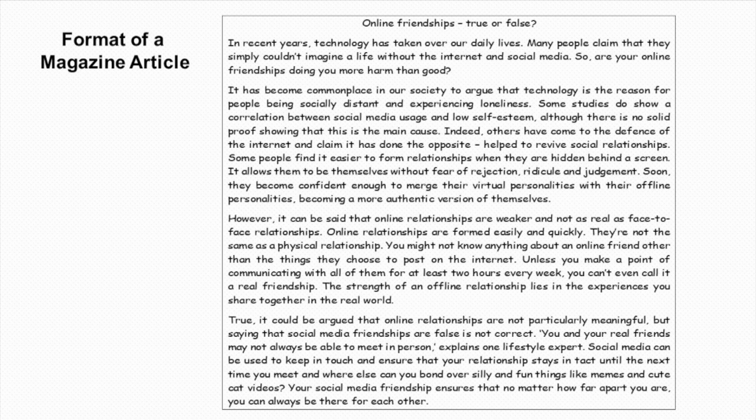Moreover, it develops the argument that online friendships are useful and supports it by reference to an expert. Having discussed a number of the arguments, it leaves the reader with a strong impression of the value of social media friendships. The good thing about this article is that there is a variety of sentence structures and appropriate vocabulary.